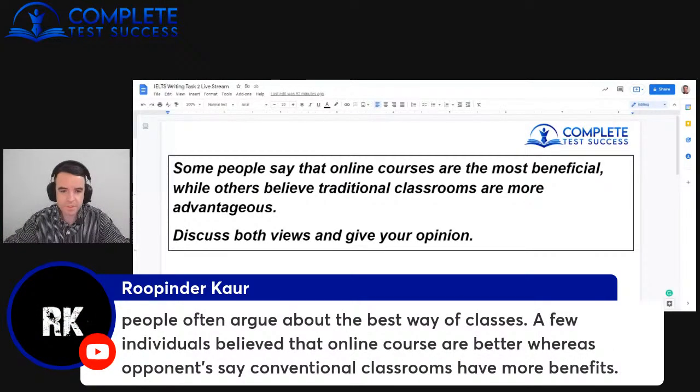Okay. Rupinder, people often argue that about the best way of classes. No. So first of all, there are grammatical mistakes. So I'm going to point those out first. People, that needs to be capital P, often argue about the best way of learning. But also the question didn't say that. So don't add extra things to your paraphrase. Just say what the question says. All you want to do is paraphrase just the exact same. You want the exact same meaning. Nothing extra, nothing less. So moving on.